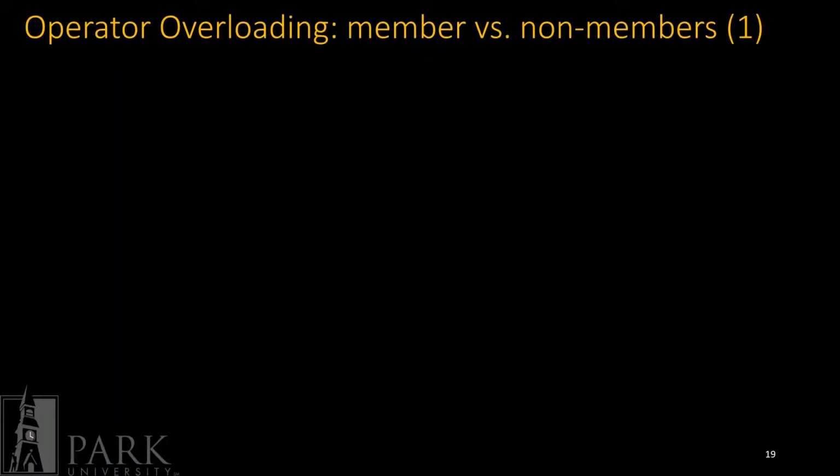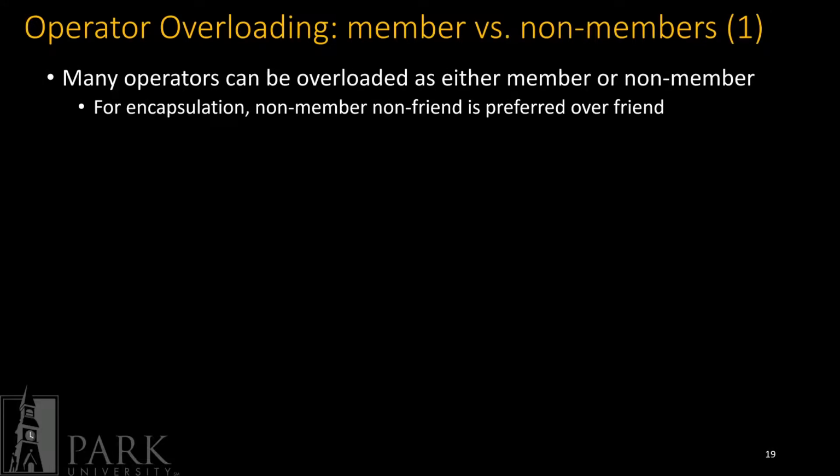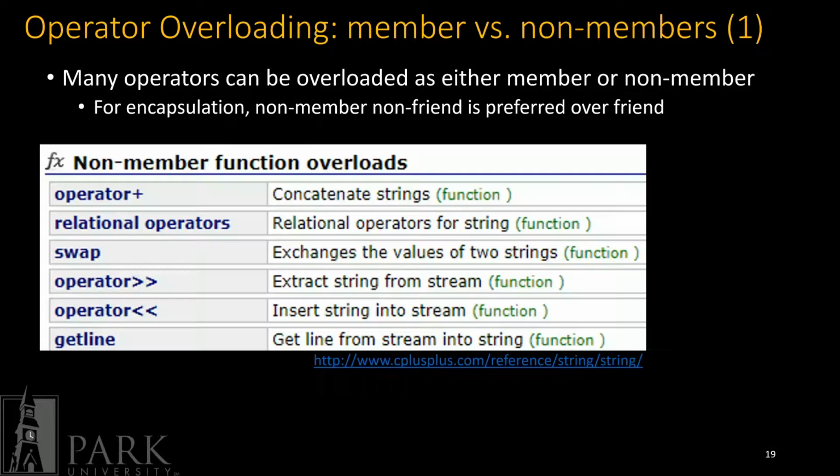Many operators can be overloaded as either member or non-member. For encapsulation purposes, the non-member non-friend version is preferred over the friend version when we overload an operator as a non-member. Remember, we looked at the string class before and its non-member functions in the last lesson. Now we understand what those operators are. They are all overloaded as non-member functions.